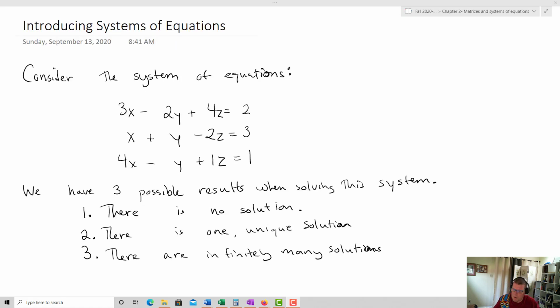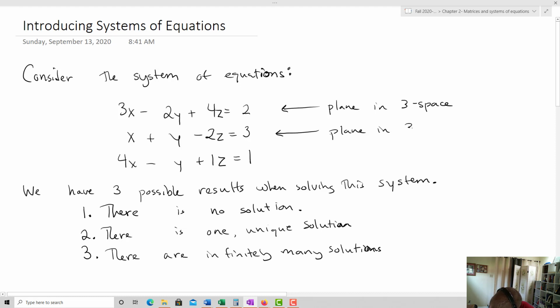So let's talk just for a moment about what this system of equations means geometrically. I look at 3x minus 2y plus 4z equals 2, and this is a plane. This is a plane in 3 space. How do we know? We have 3 variables, two of which are going to be independent, x and y, and z will be our dependent variable. So that's going to be a plane in 3 space. And then I also have another plane in 3 space.